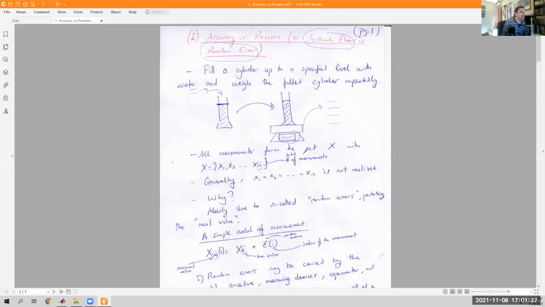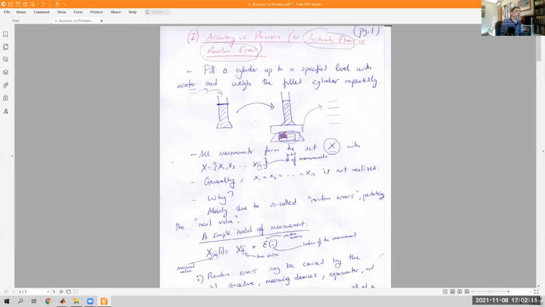So what I'm going to end up with is a set of measurements. I'm going to call this set X, and each of these measurements will be X1, X2 to Xn, where n is the total number of measurements, and X is the set of all measurements. Although I try to do my best to conduct the experiment in identical fashion, using the same tap water, the same graduated cylinder, the same weighing equipment, everything identical here, X1 equal to X2 equal to Xn will not be satisfied.